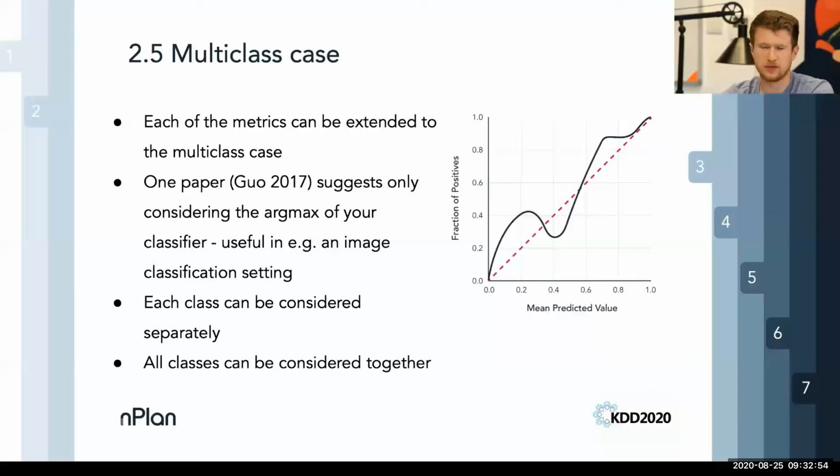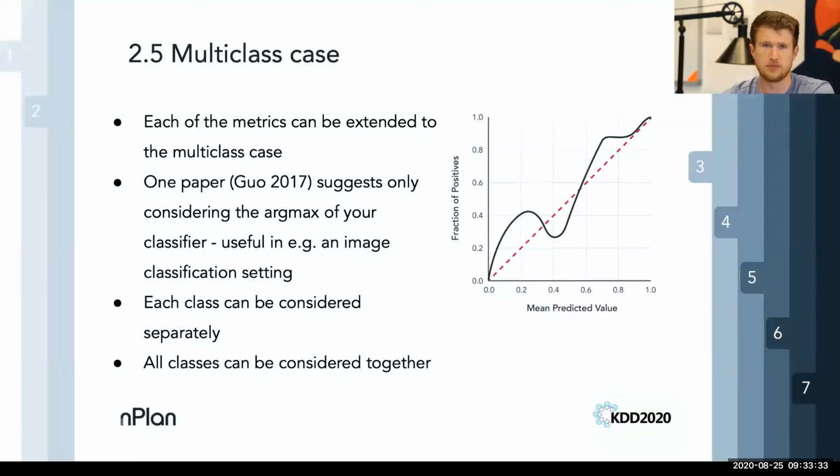Now, where this might not be so useful is if you need to know the calibration of all the classes of your classifier, whether it is the argmax case or any of the other softmax outputs. And that's the case for us here at nPlan. We need to know whether all of our classes are calibrated, and that's because we use the classes as a probability distribution from which we can sample. So we need to know that they're all calibrated.